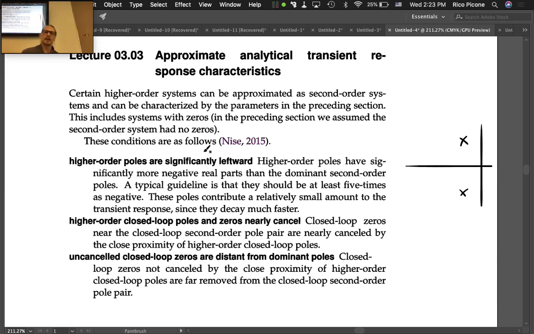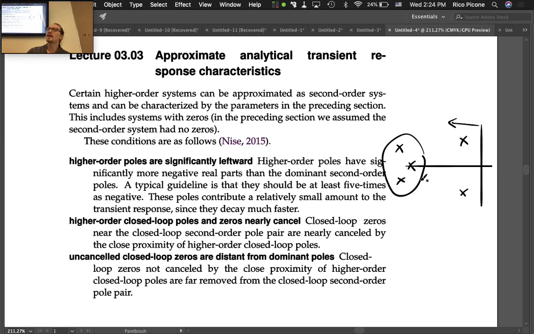So the first one is higher order poles are significantly leftward. That's the summary, unpacked a little bit: higher order poles have significantly more negative real parts than the dominant second order poles. So a more negative real part would put it over here, or you could have a pair of them over here. But as long as these are quite a bit further to the left, or more negative than the dominant pair, okay?